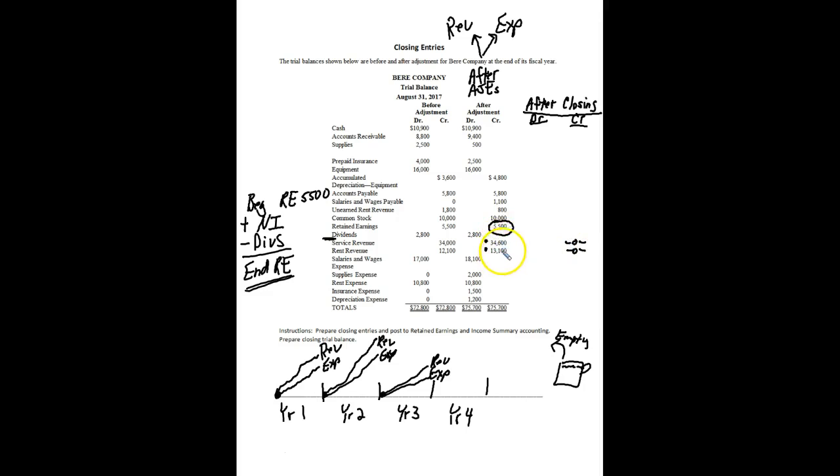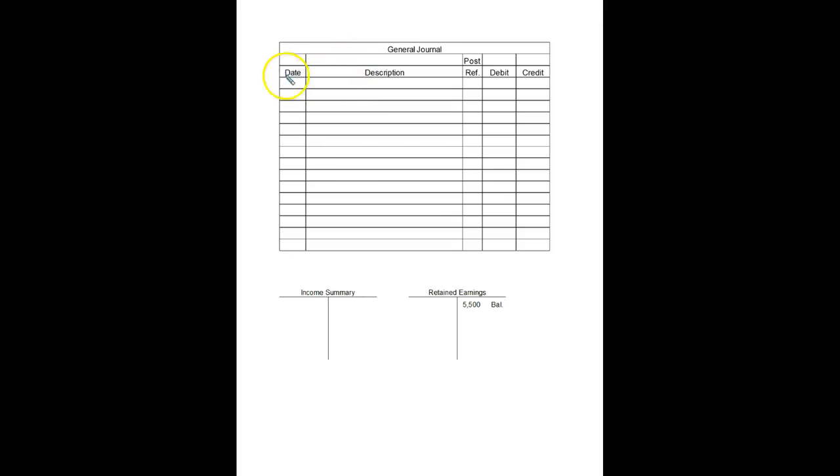So we're going to flip the page. If I have a credit balance and I want to bring it down to 0, then I need to debit the account. This is the end of August. So we are going to debit service revenue. If I debit a revenue account, that causes it to go down. I'm going to put in its balance, $34,600. And then I also want to debit rent revenue to decrease it, $13,100.